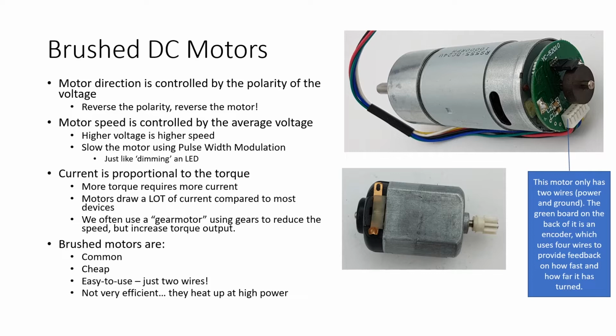Smaller motors will often tend to be gear motors, and so they'll be able to spin at a higher RPM, but then use gear reduction to get torque, turning some of that additional RPM into torque while maintaining the same power output. Brushed motors are pretty cool because they're common. You can find them just about everywhere. They're cheap, easy to use. You just need two wires. The downside is they're not very efficient, and if you try to drive them too hard for too long, they'll tend to heat up.